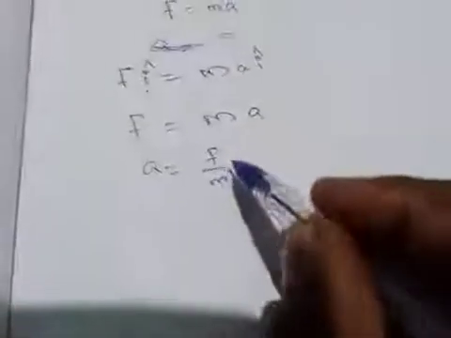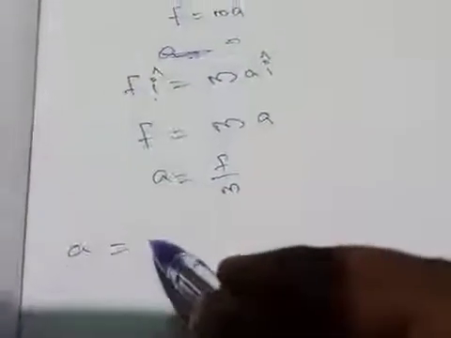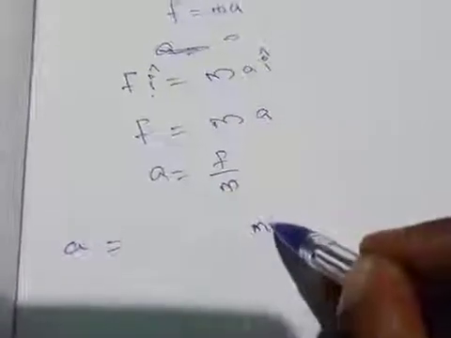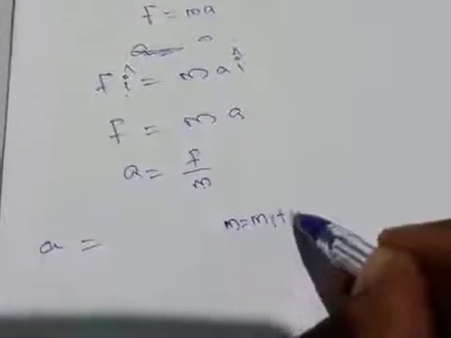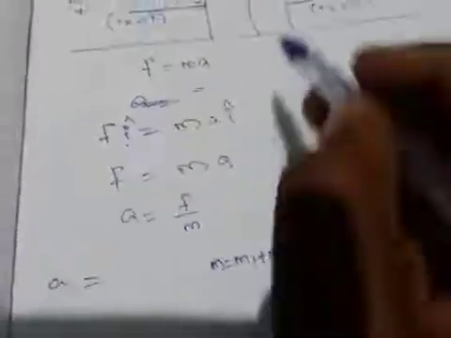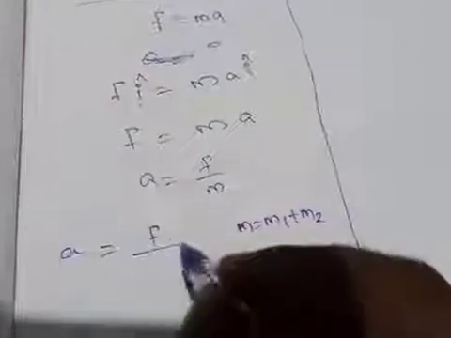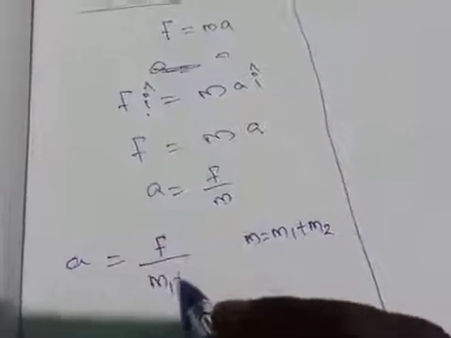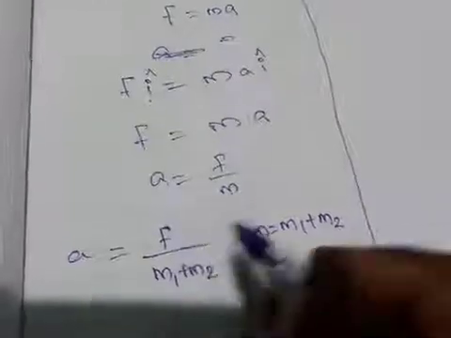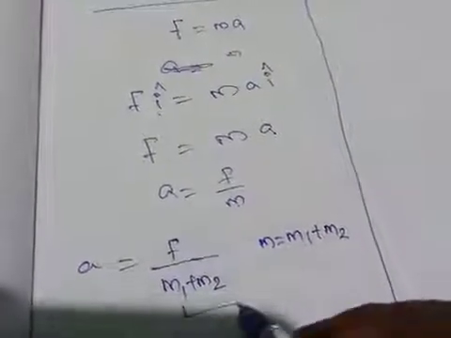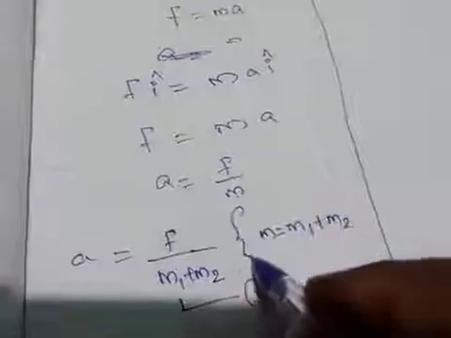Now we got the acceleration, and here what is the mass? We are using two masses combined, so m is equal to m1 plus m2. So a is equal to F by (m1 plus m2). This is the acceleration, and you can keep this as equation 1.